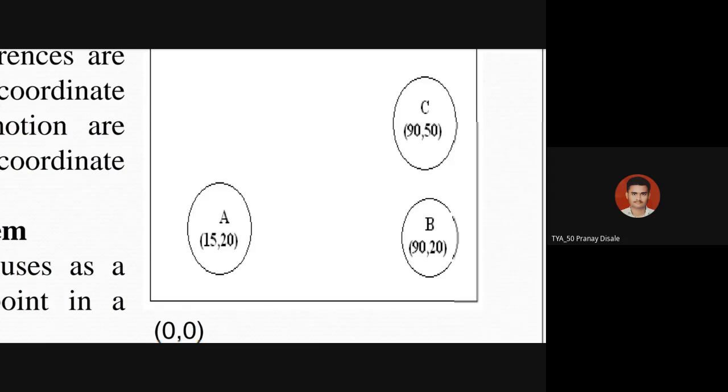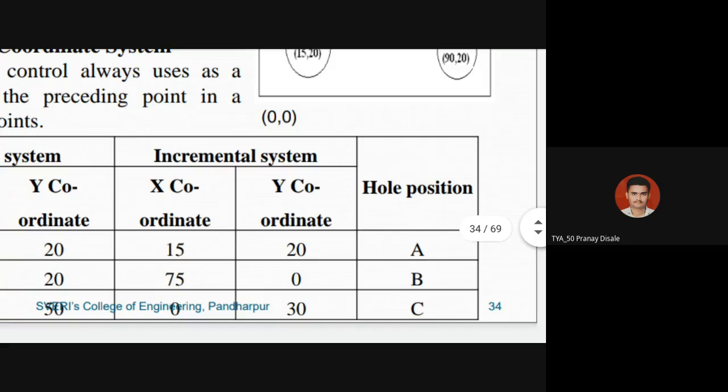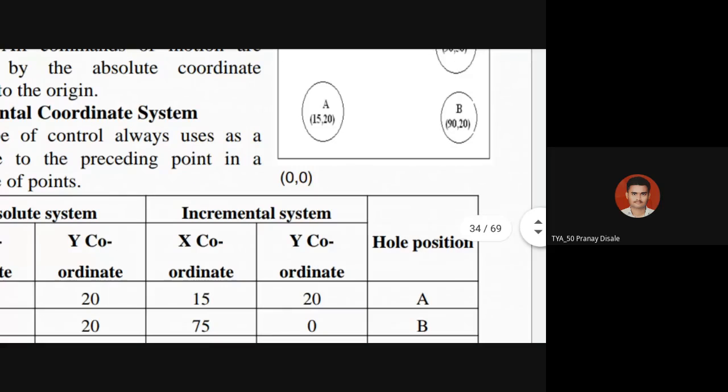Okay, but if you consider the incremental NC system, then what will be the change? Where your last tool will be. Suppose you have started from A, B, and C. So what will be the distance from B? Whatever the vertical distance from B is nothing but here given. Vertical distance is nothing but the 30 centimeter. This is very simple.